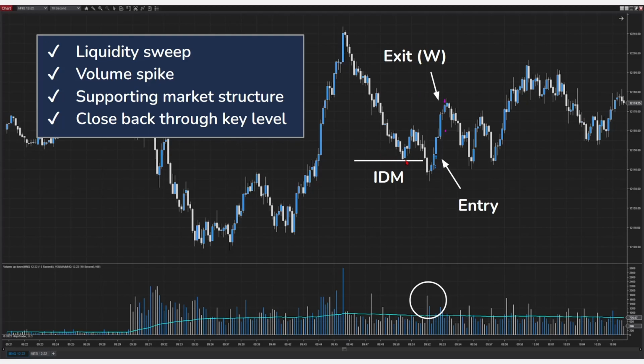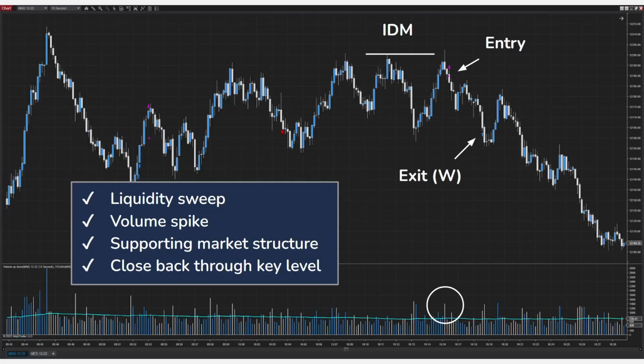So we do create a low right here, trade away from it by about 15 points. I definitely would have preferred for price to have traded away from this a little more just to make this level more significant, but either way, it did come back down and close back pretty rapidly and on some pretty decent volume. So we got the liquidity sweep right here, volume spike, supporting market structure considering the higher highs and higher lows, and now it closed back through this key level, so now I'm targeting about 2R and close the trade right at the swing high.